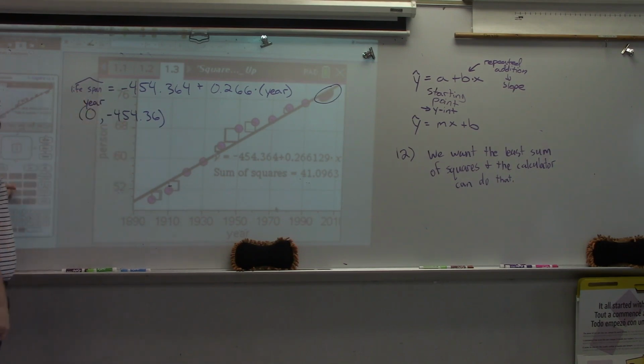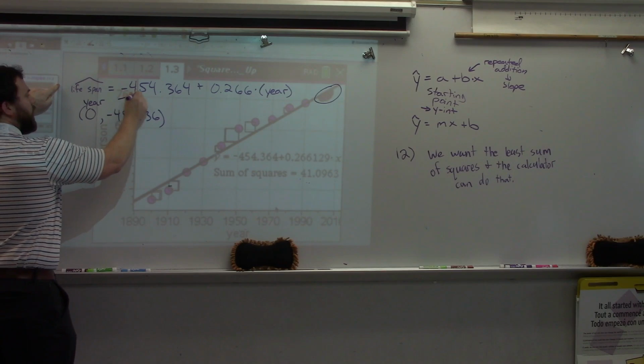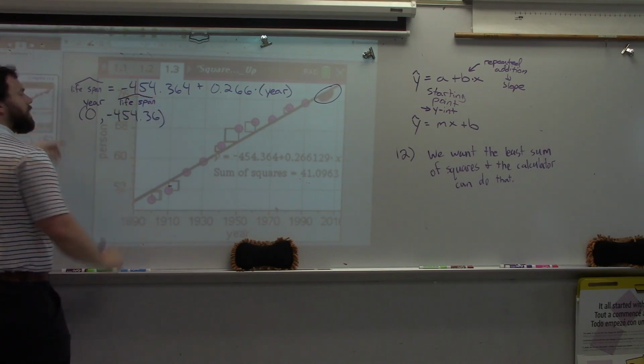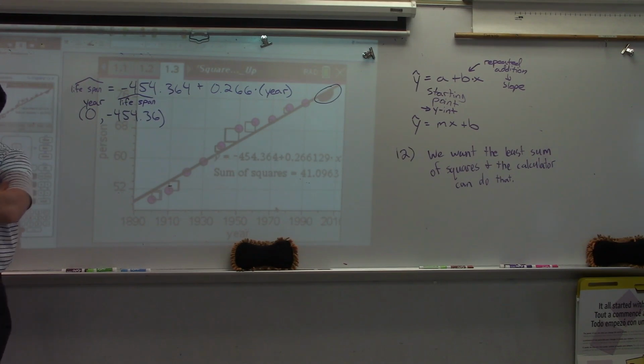What's this negative 454.36? I mean, it's a lifespan. It is a lifespan. There's another word I'm looking for though. There we go. It's a predicted lifespan. Who is living negative 454 years? Nobody. That's just the equation for it. This is the issue with something called extrapolation.